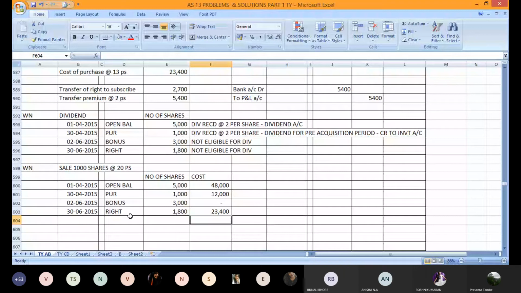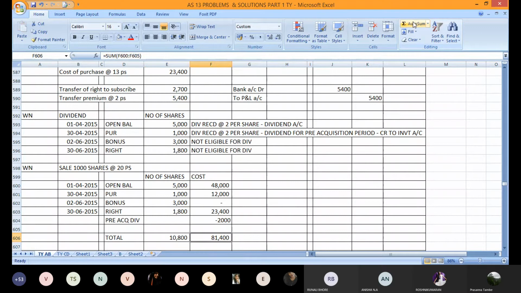So if you see the investment account, you have pre-acquisition dividend, correct? How much is credited as pre-acquisition dividend? 2000. So we will have to reduce that because that will reduce your cost of investment. Okay, so now let's take the total. So this is the total number of shares and this is the corresponding cost.